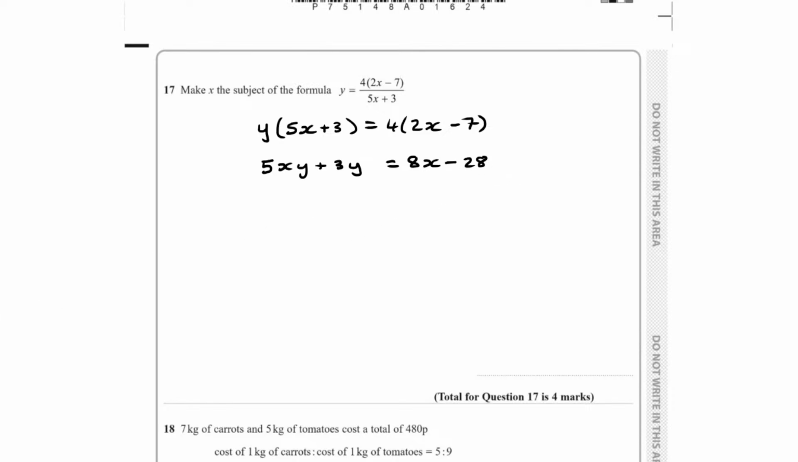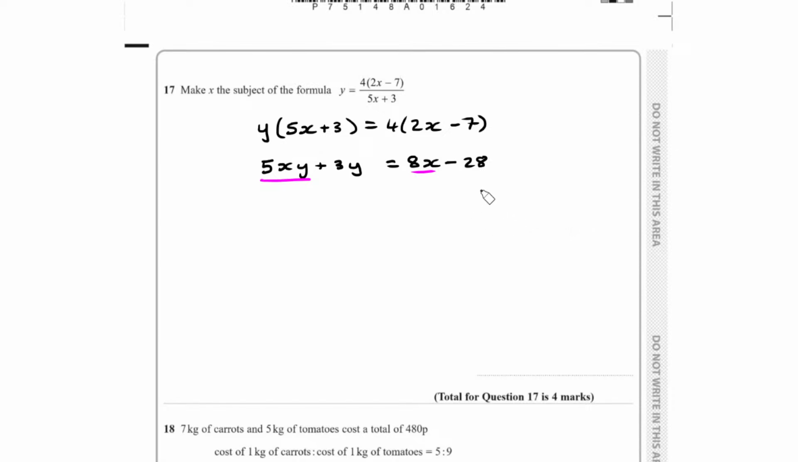Then what you want to do is, because we want x, get all of the x terms together on one side and anything that's not got an x in it on the other side. So there's 2 ways you could do this. You could move both of them to the left, or both of them to the right. It's not right or wrong. I personally choose the side where I'll get the least negatives.